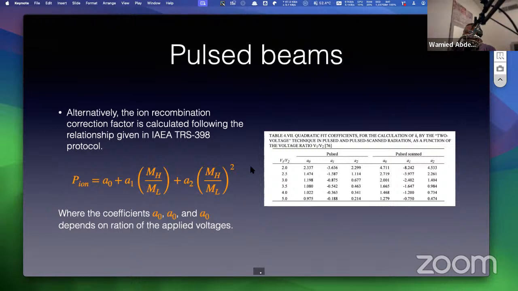I've never used this equation. I always like to use the two voltage technique. I cannot comment which one is accurate, but there is essentially no difference between the two, almost no difference. So whether you use this equation or the one with the two voltage technique, that is still valid. No problem with that.